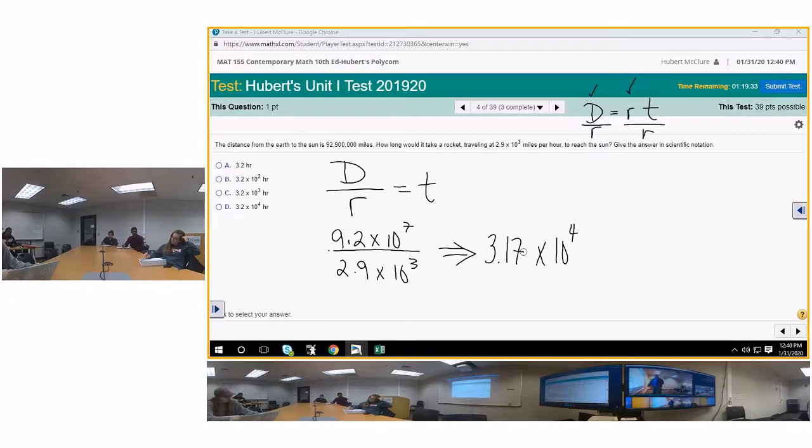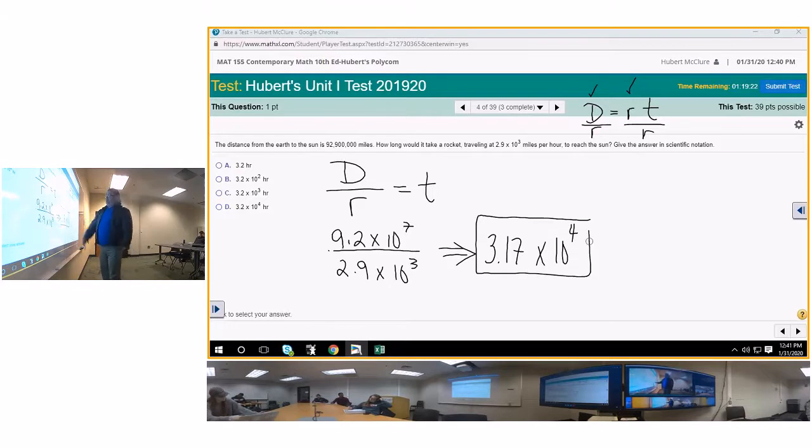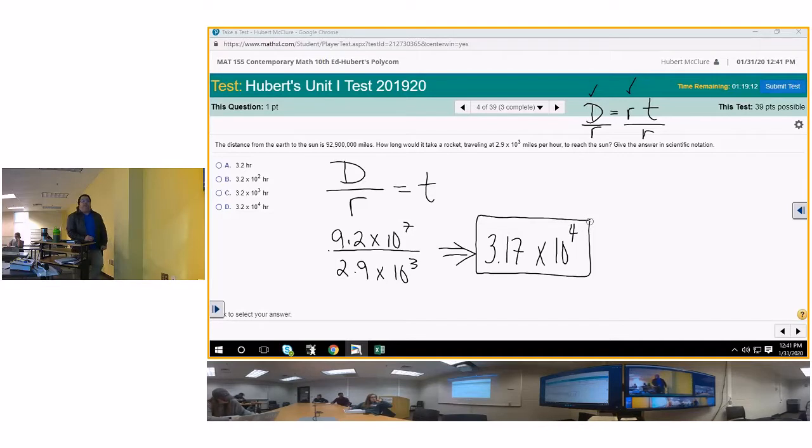Now, I'm done. But let's look at the directions. Okay, it's multiple choice. I thought we had to type it in. So where is 3.2 or 3.17 times 10 to the 4th? D is in delta, isn't it? Yes, Hubert. Thank you, class.